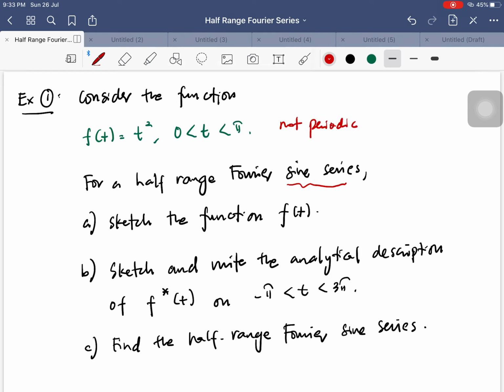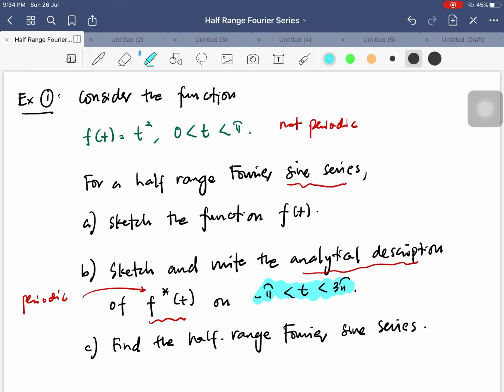So what we're going to do is first sketch the function f of t, and then convert that to a periodic function, which we're going to call f star t. So we're going to sketch the whole function, and write down the analytical description, and the sketching will be from negative pi until 3 pi. So this is going to be the interval.